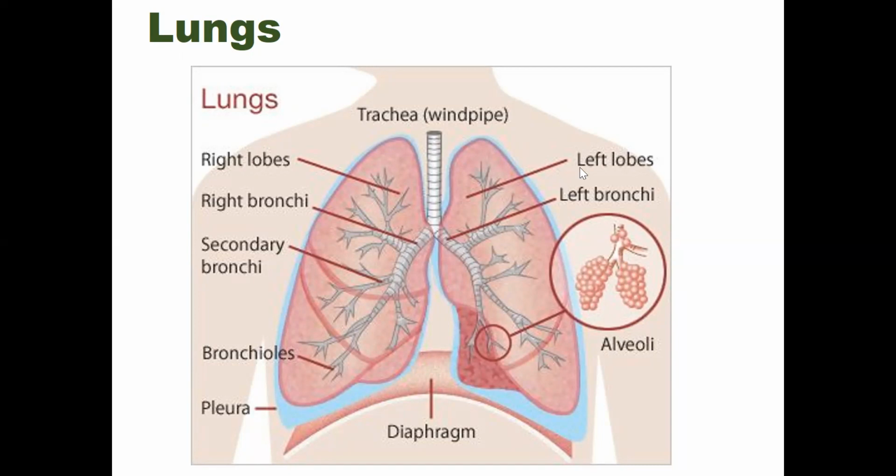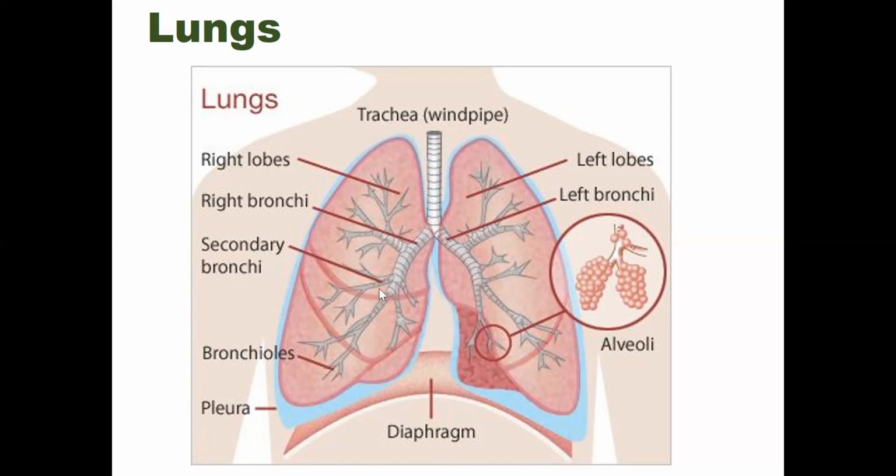Here the interesting thing is that the left bronchus is narrower, longer, and more horizontal than the right, because of the presence of the heart here. This is the location of the heart. Due to this reason, the left bronchus is narrower, longer, and more horizontal than the right.